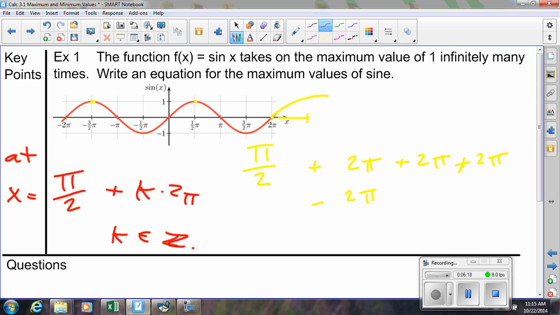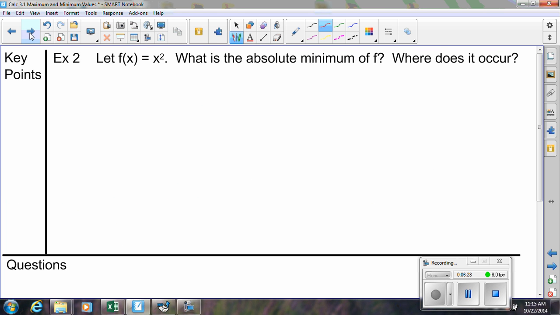So we get a maximum at x equals pi over 2 plus k times 2 pi, and we've got an equation for it. What about this one? f of x equals x squared. Well, I'm not even going to take the time to use the calculator for that. We'll just do a quick sketch.